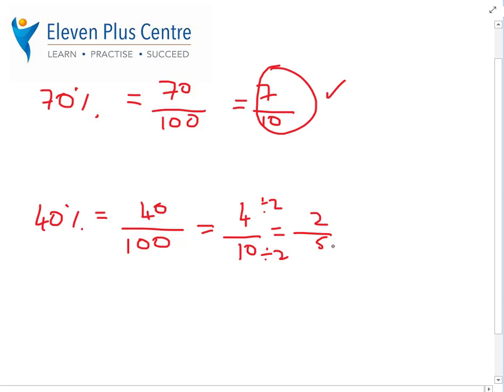Let me think, can I divide top and bottom by 2 again? Nope. By 3, by 4? Nope. So this is my final answer. That means 40% as a fraction is 2/5. So now I'd like you to try these two.